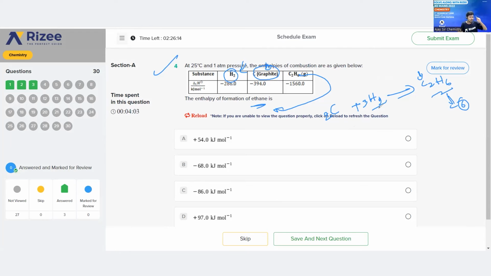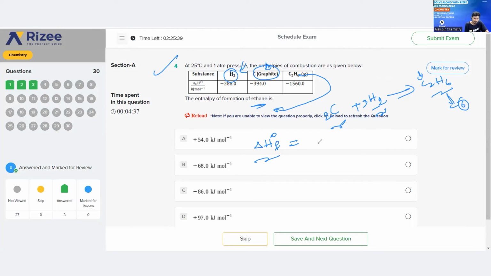Now you have to understand: how many moles of carbon are there? 2 moles of carbon. And how many moles of H2? 3 moles of H2. Both combine and produce C2H6, that means ethane. So what we have to find is just the enthalpy of formation. So how will we calculate the enthalpy of formation? This is very important.